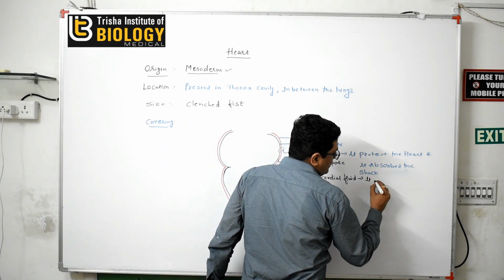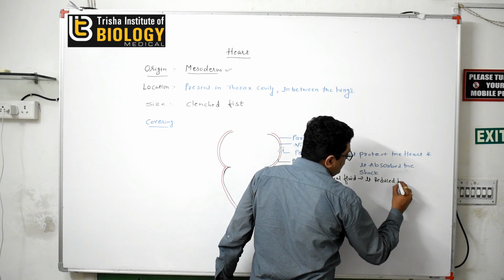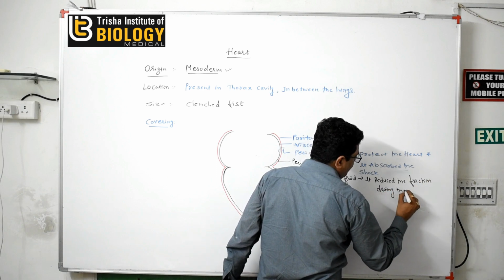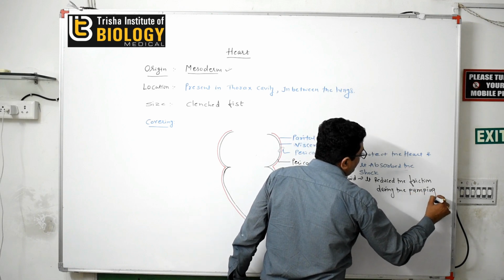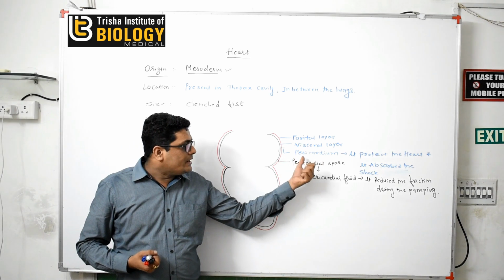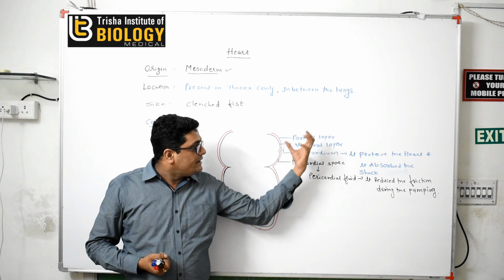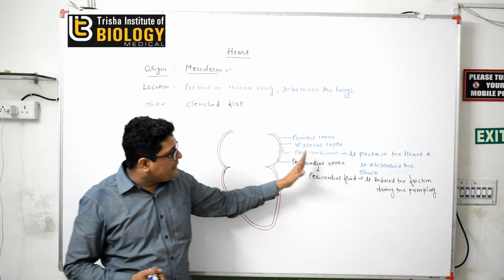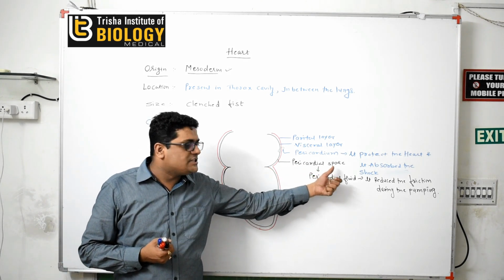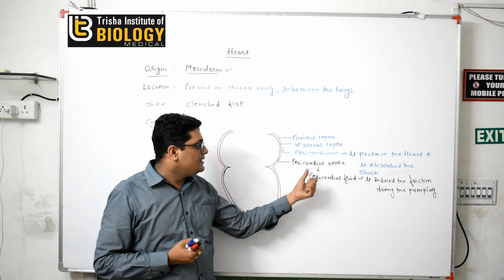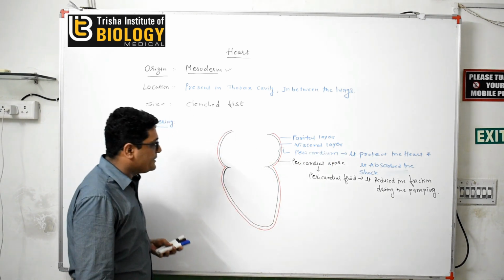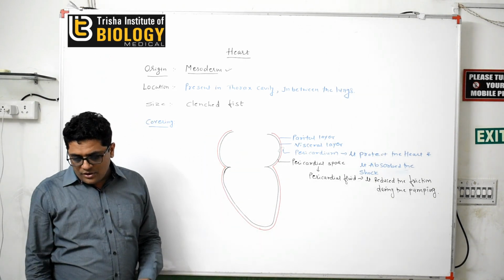It reduces the friction during the pumping. Clear? So the whole heart is covered by the double layer wall known as pericardium. The outer layer is known as parietal, the inner layer is known as visceral. This pericardium protects the heart and absorbs shock. There is a space between these two layers called the pericardial space, filled with pericardial fluid, which reduces the friction during the pumping of the heart. So this is all about the outer covering of the heart.